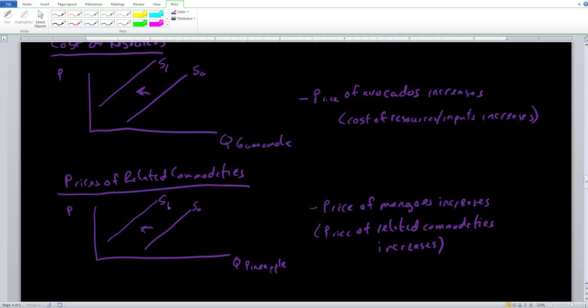So once again, this is probably the most confusing determinant out of all the ones that we take a look at on the supply side. Here, price is not the same as cost, so you do want to be a little bit aware of that differentiation. So once again, you just want to be cognizant about exactly what is increasing, what is decreasing, and what that means for related commodities.